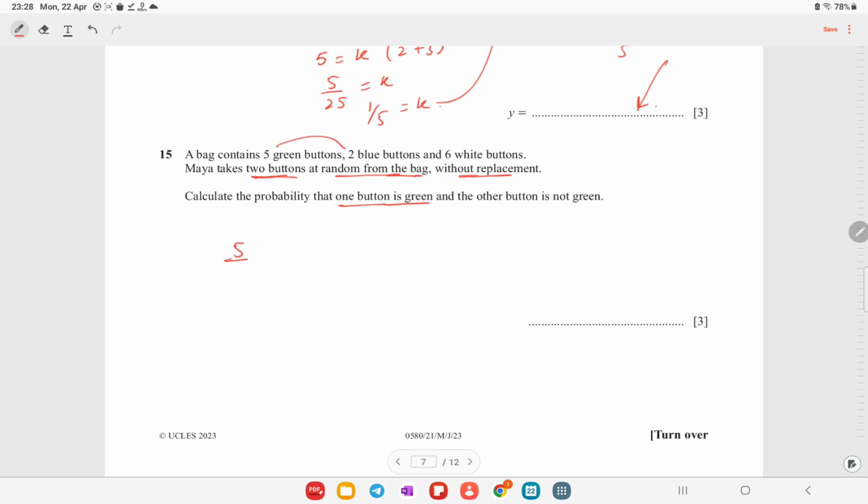5 plus 2 is 7. 7 plus 6 is 13. And then the other button is not green, so for the other button it's going to be 8 over 12. It can be possible that you do it the other way. So it's going to be 20 over 39. So this is the final answer.